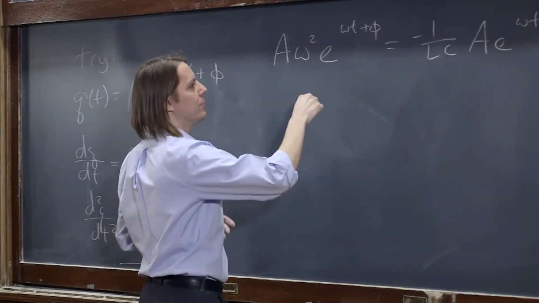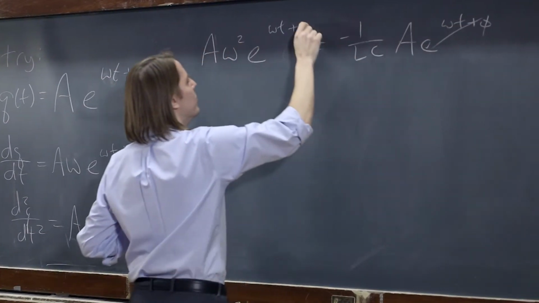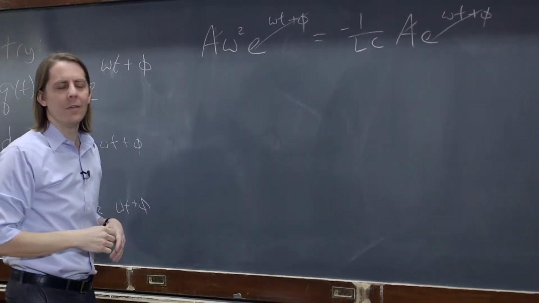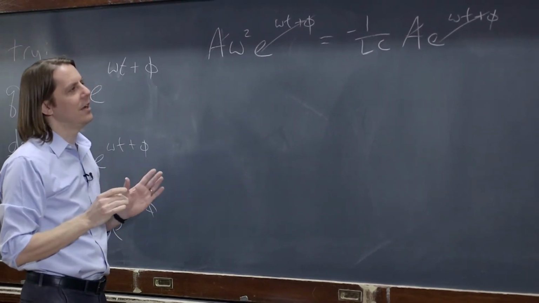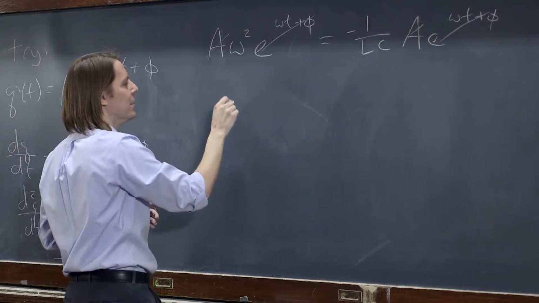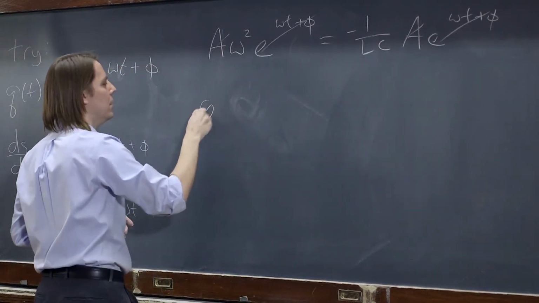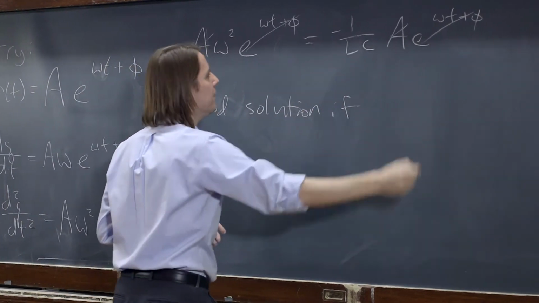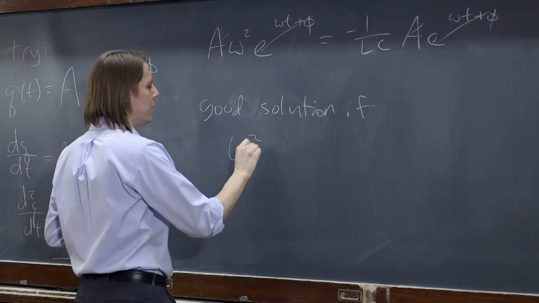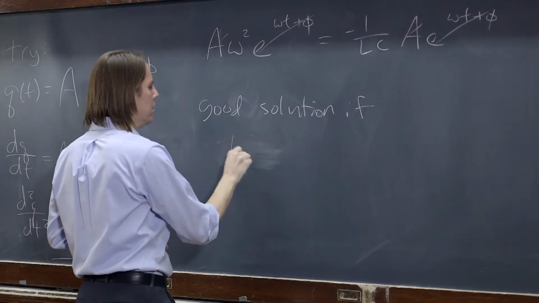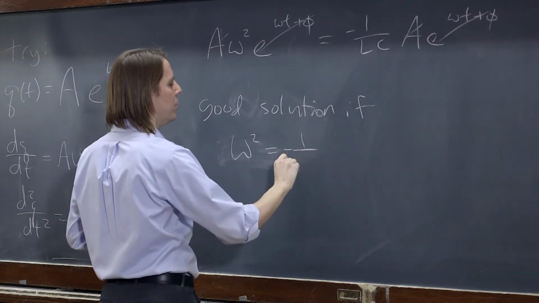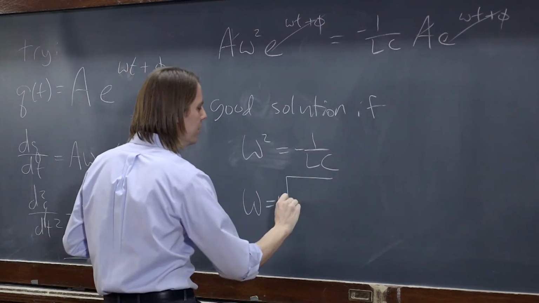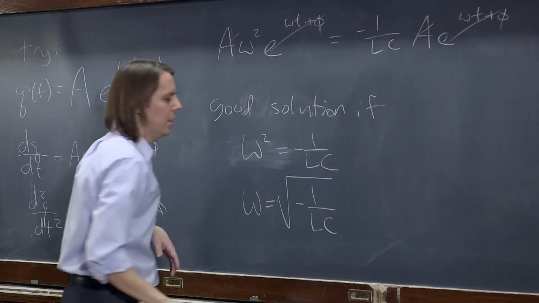The equation says it's good if this is true, so the exponentials go away. Interesting. And the a's go away. Same thing. The equation says I don't care about the a and the phi, I only care about this omega. And it says it's a good solution if omega squared is minus 1 over LC. Therefore, omega is the square root of minus 1 over LC.